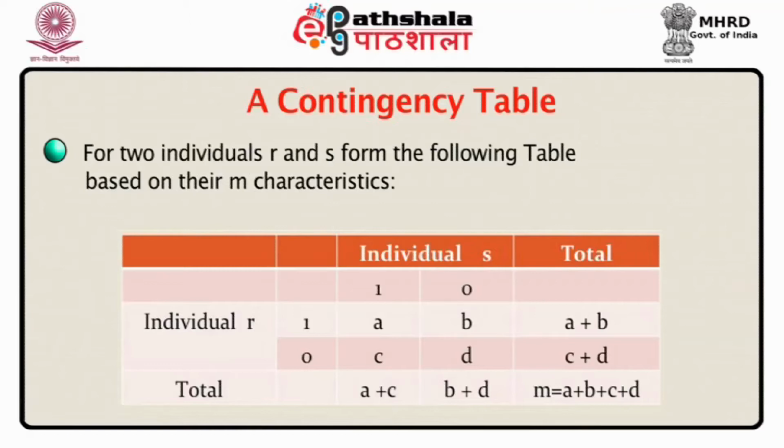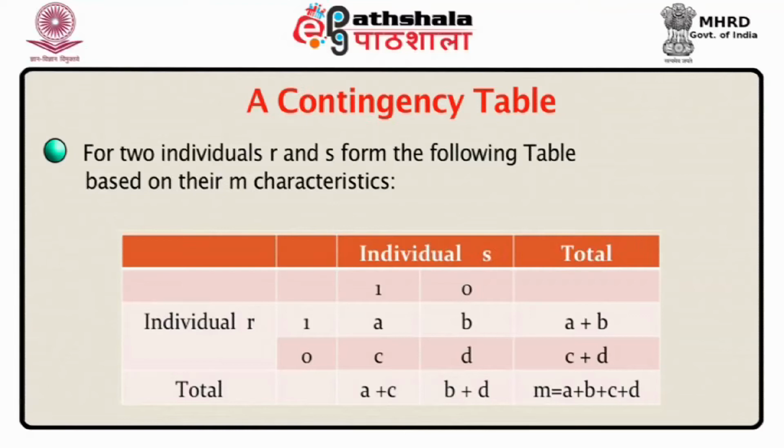Again, among the M characteristics, R has 1 and S has 0 in B of such characteristics. R has 0 and S has 1 in C of these characteristics, where both R and S have 0 have D such variables. So the sum of all this, A plus B plus C plus D, should come out to be M, and we also have what is referred to as the marginal totals.